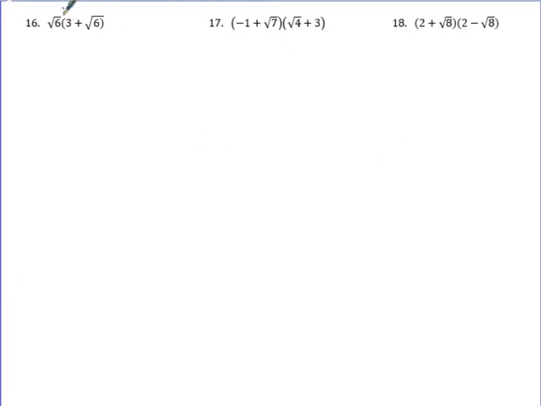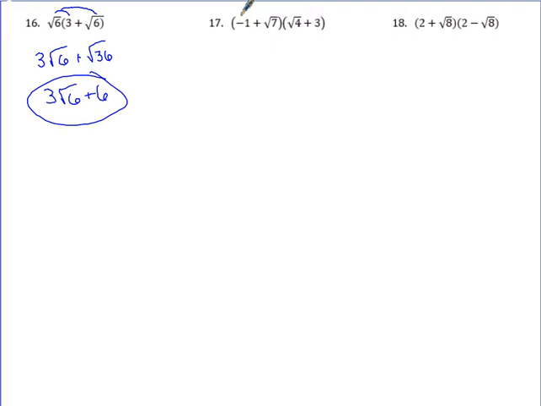Here we're going to distribute, so outside times outside, inside times inside. The square root of 6 times 3 is 3 square root 6. The square root of 6 times the square root of 6 is the square root of 36, which of course is just 6. So 3 square root 6 plus 6 would be my final answer.